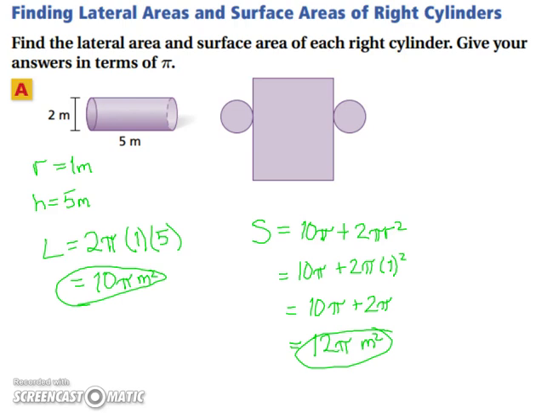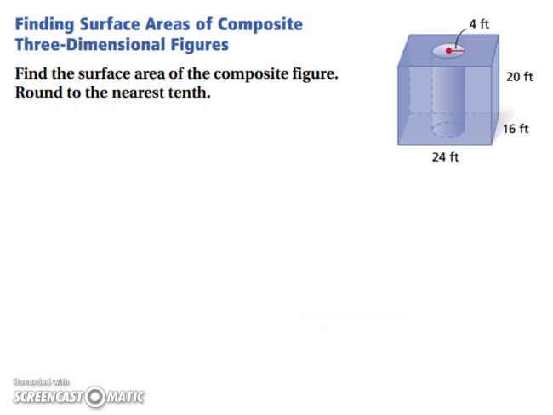Let's try a composite figure. Take a moment and draw this diagram down. Now that you've had a moment to try and figure out the surface area of this three-dimensional composite figure, let's do it together. Let's start with the lateral area of our rectangular prism.